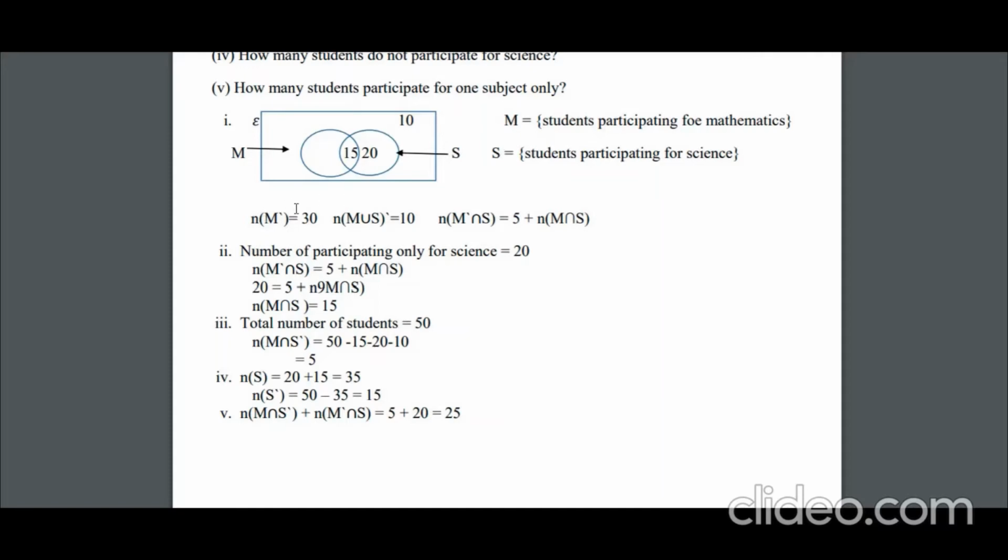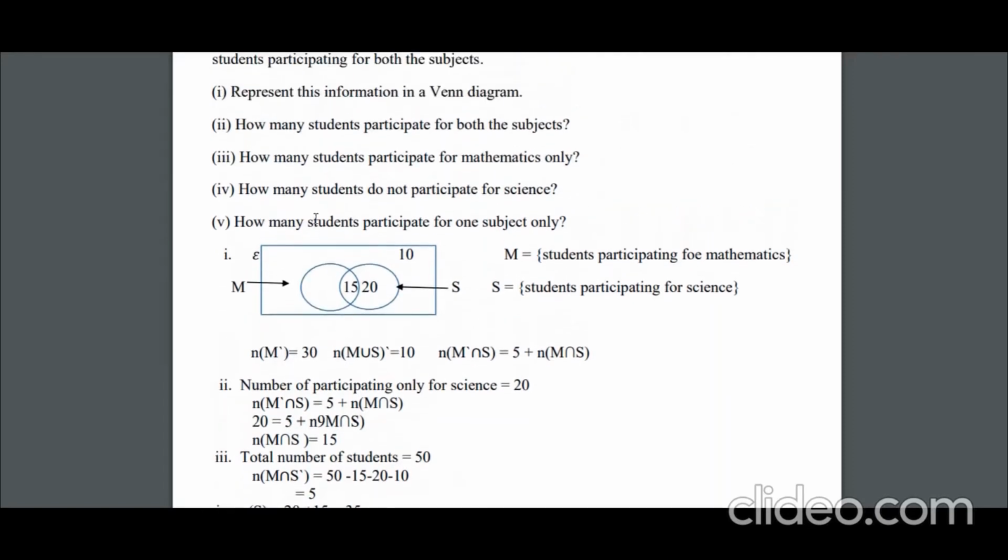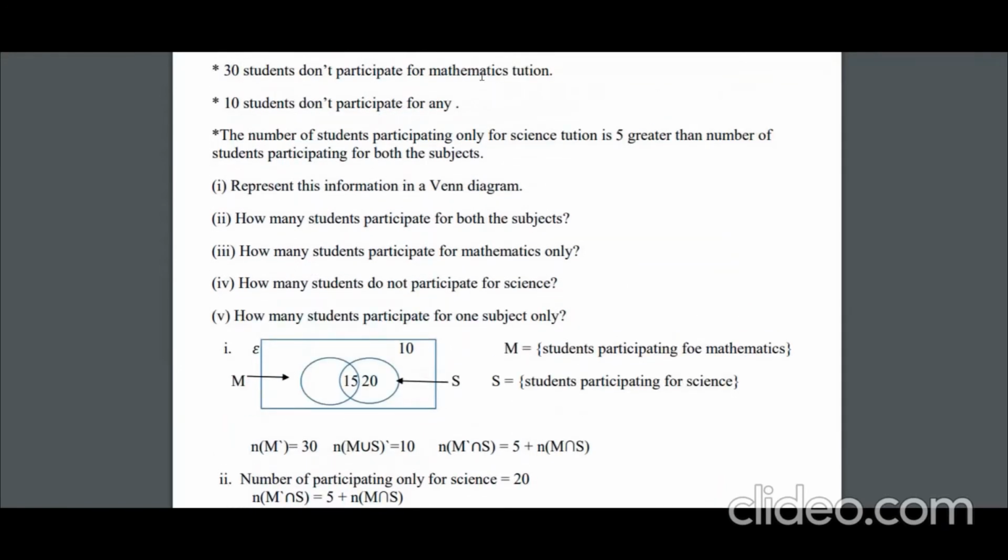So the number of students for M complement is given as 30, which was the number one information we get. 30 students don't participate for maths tuition, which means M dash is 30. Accordingly, 10 do not participate in either maths or science. Those who participate only for science is 5 greater than those participating for both subjects. So the intersection represents the people participating for both, and this is only for science, so it is 5. So this is the information that you have been given.